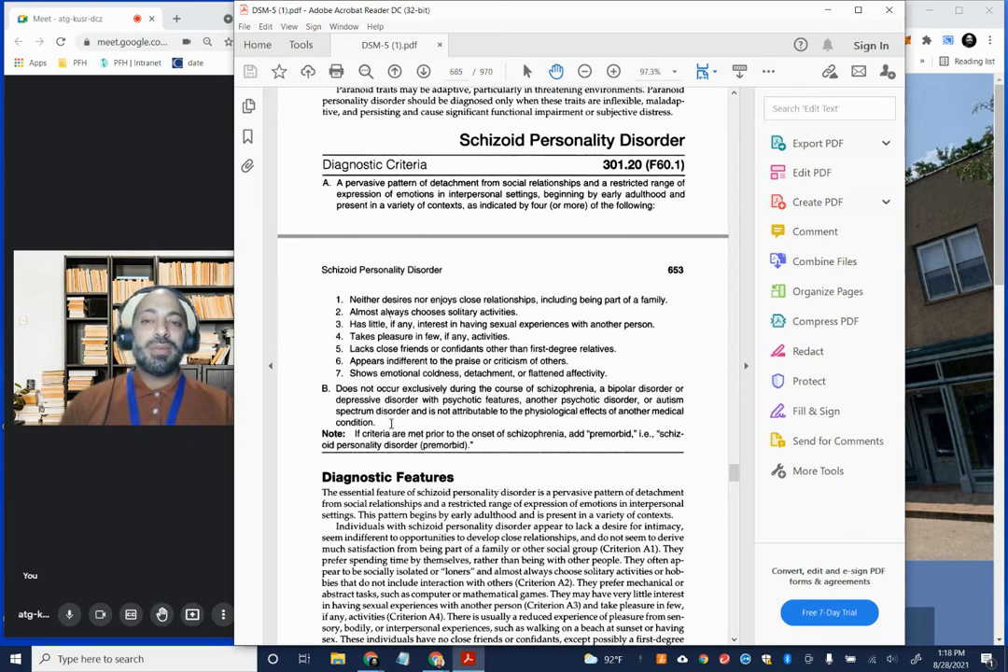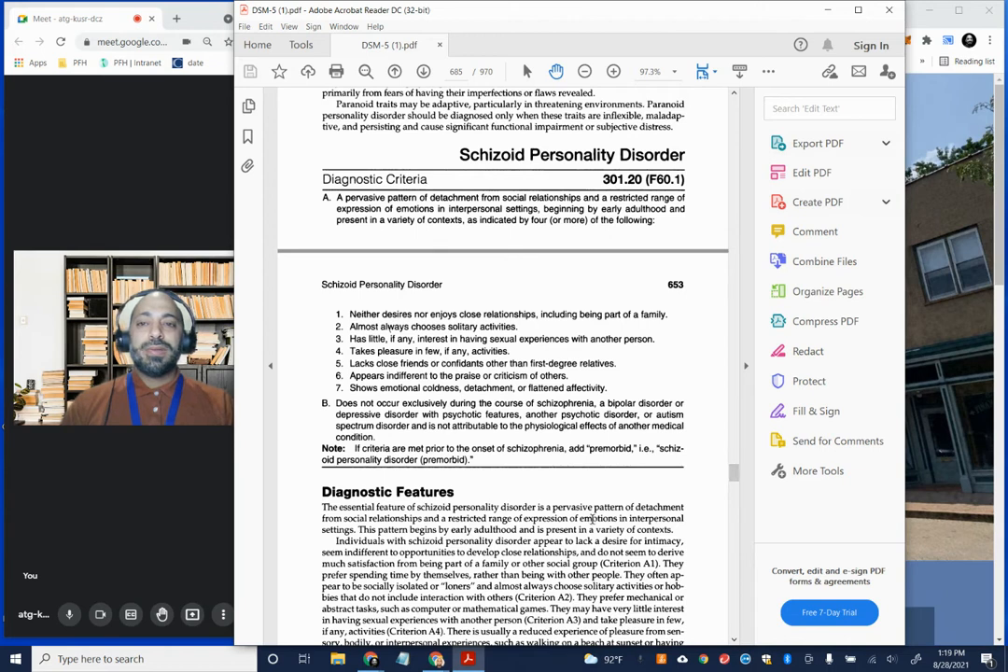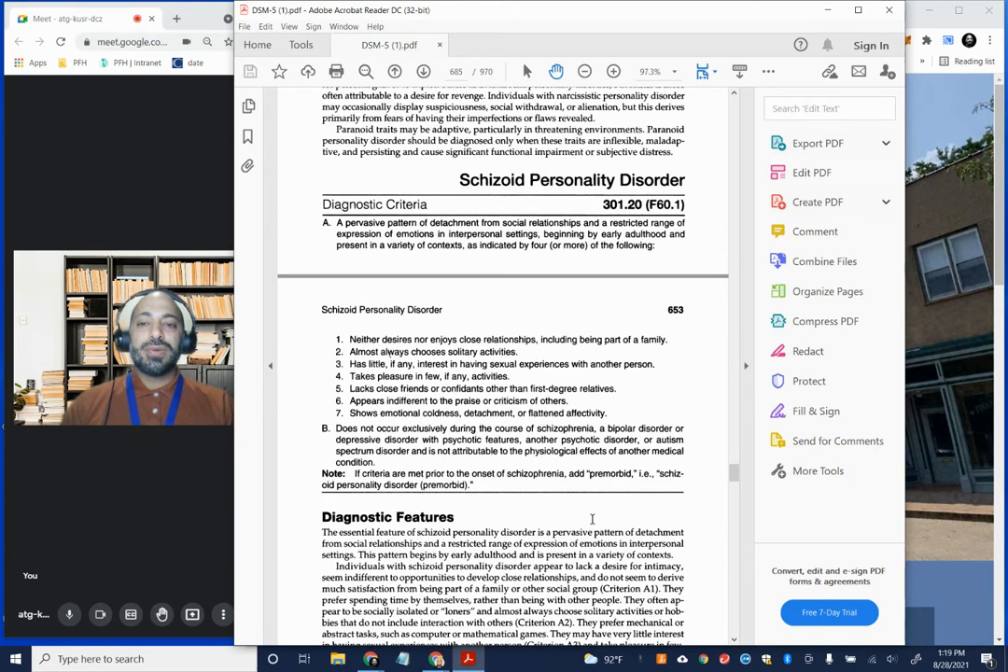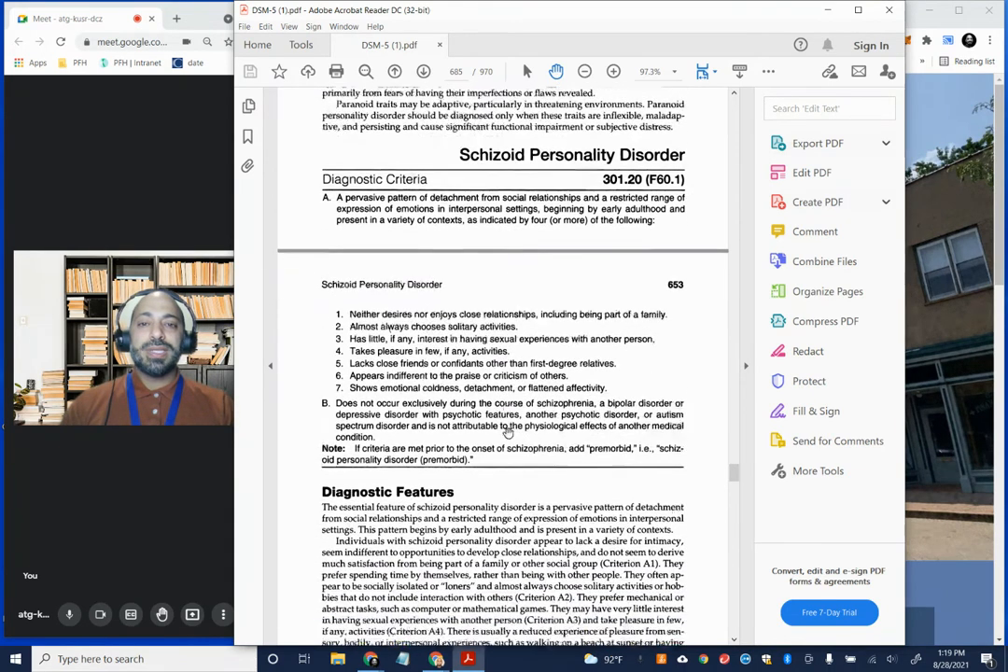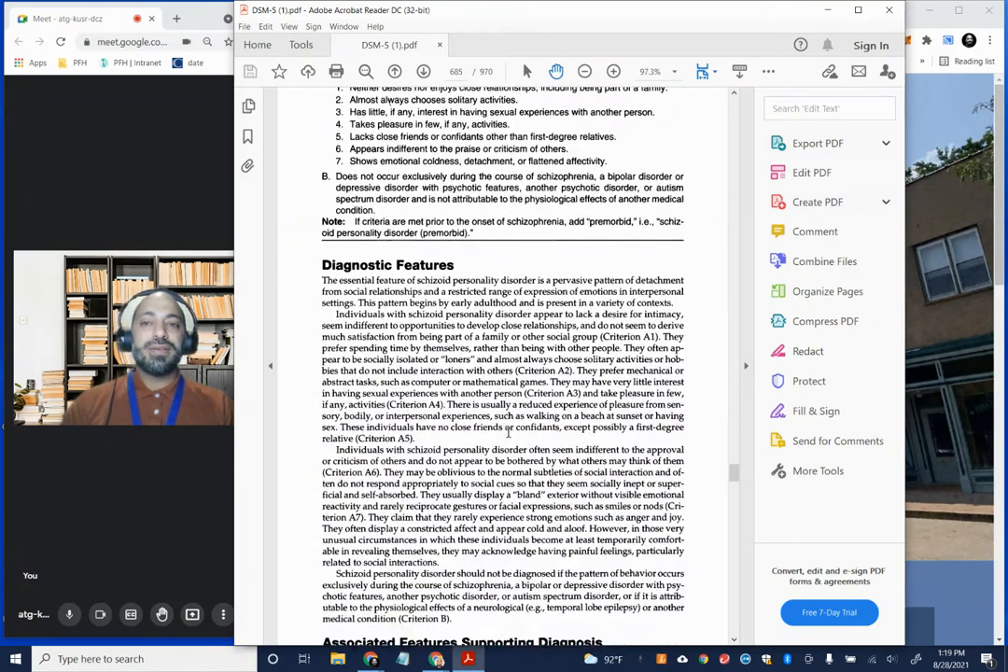The note here at the bottom: note if criteria are met prior to the onset of schizophrenia, and premorbid, for example, schizoid personality disorder, premorbid. So you want to note if the criteria are met prior to the onset of schizophrenia or not. Okay, so we're going to scroll down and take a look at the diagnostic features.